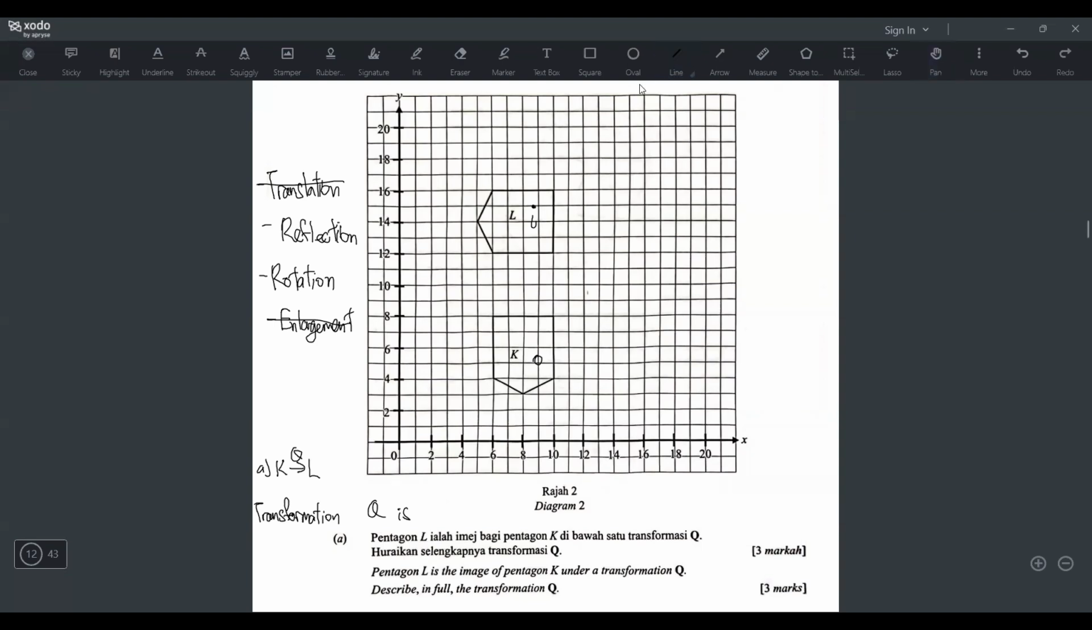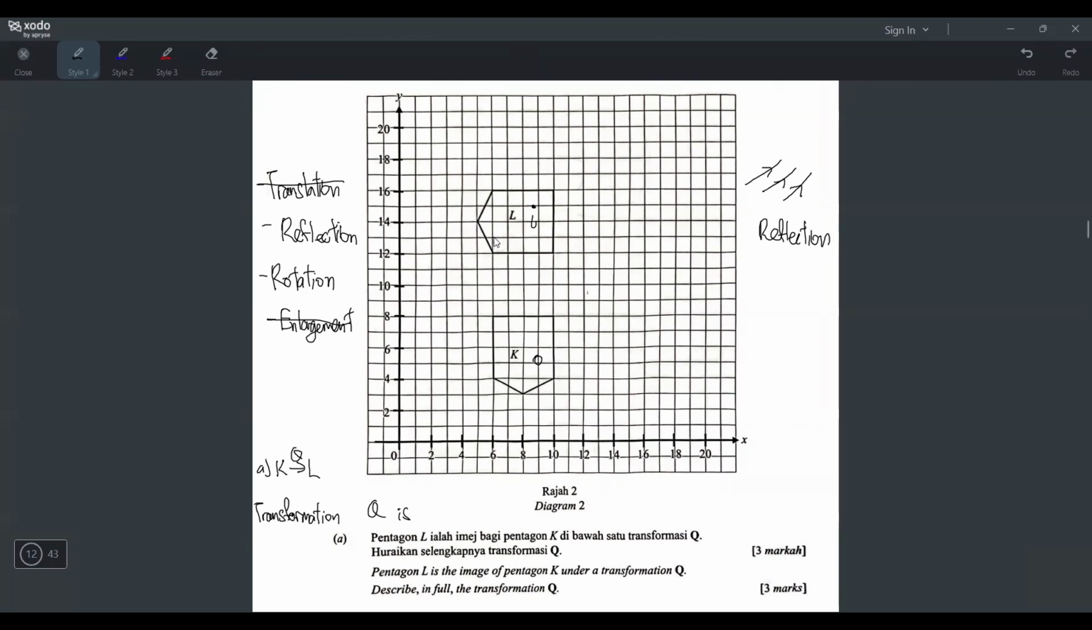But not all students can straight away know it's rotation, right? And if you don't know, it's okay. You draw lines. You join lines, but you make sure you join to the corresponding points, right? When you join corresponding points, if all the lines look like this, all the lines are parallel, then it's a reflection, confirm. But you have to join to the correct point lah. It has to be corresponding.